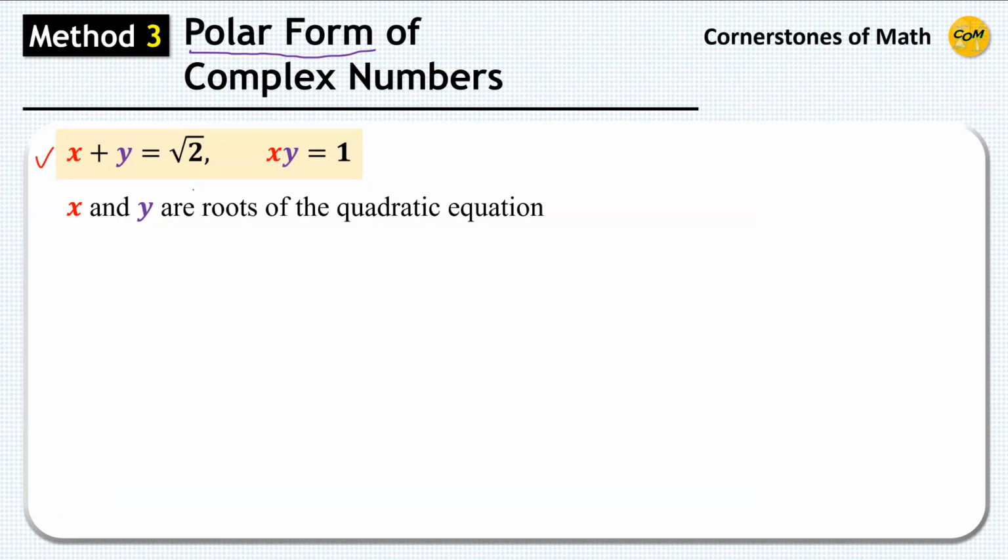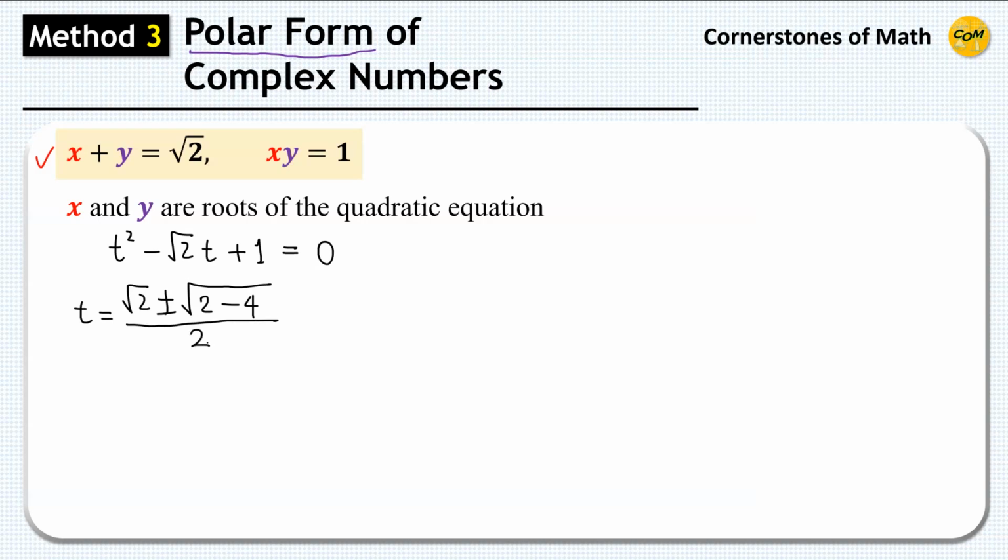Because x + y equals square root of 2 and xy equals 1, x and y are roots of the quadratic equation t^2 minus square root of 2 t plus 1 equals 0. And by the quadratic formula, t equals (square root of 2 plus or minus square root of (2 minus 4)) divided by 2. So we have square root of 2 plus or minus square root of 2 i, over 2. And let's write this in a + bi form, which is 1 over square root of 2 plus or minus 1 over square root of 2 i.